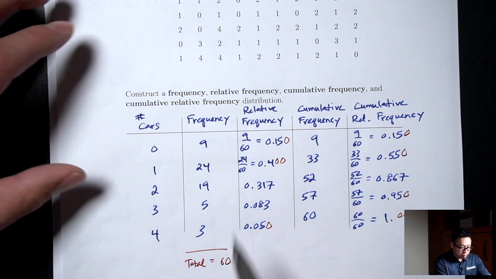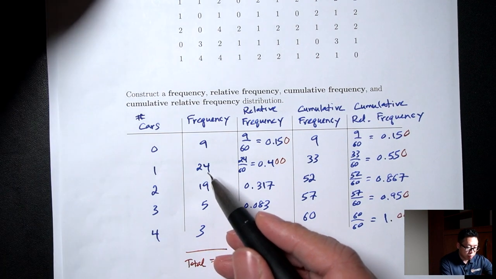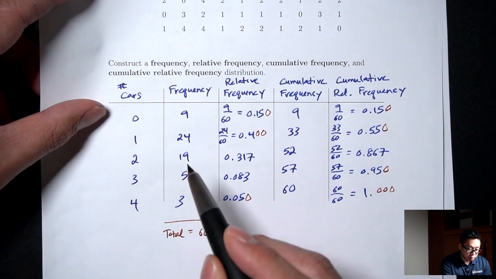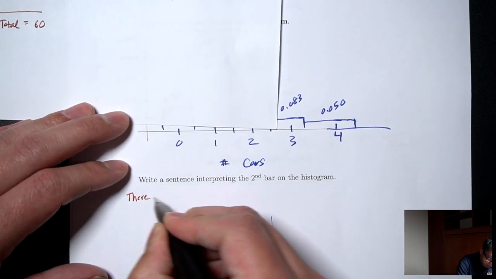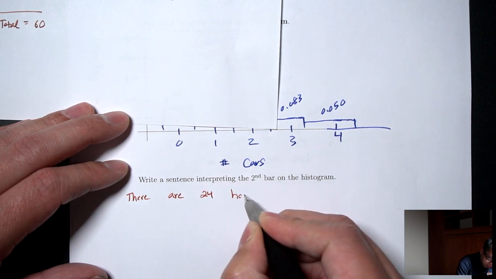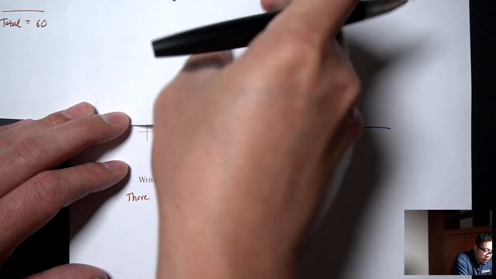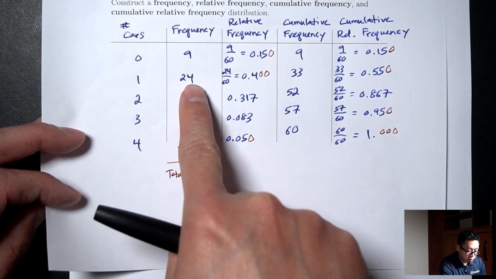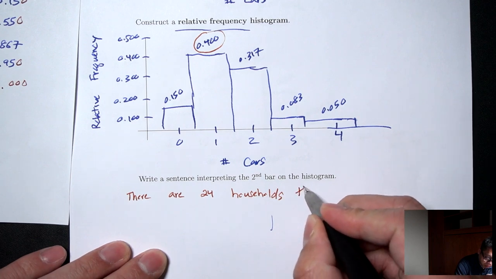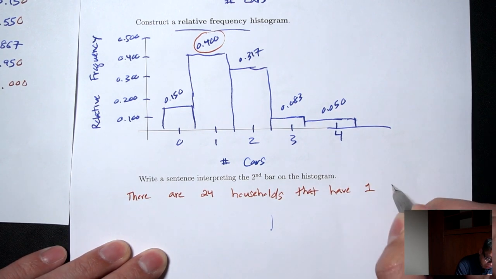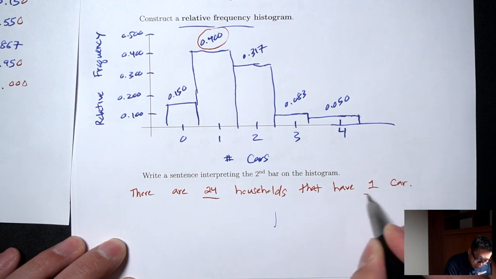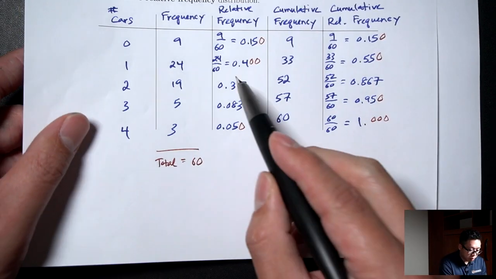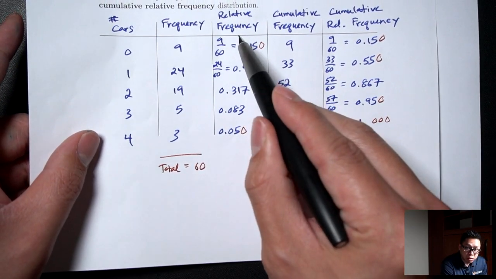So the type of sentence I want you to write is, this 24 is counting how many, we're talking about households here. So how many households? There's 24 households. And what's special about these 24 households? They have one car. So I'm looking for 24, and then what's special about them? They have one car.